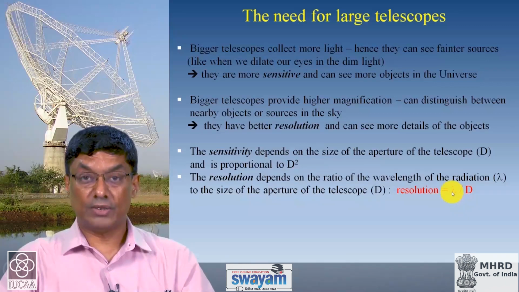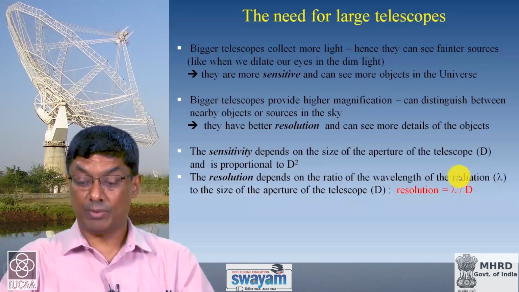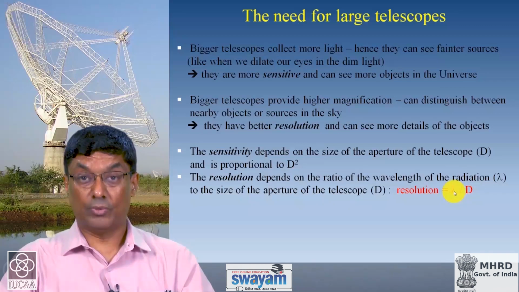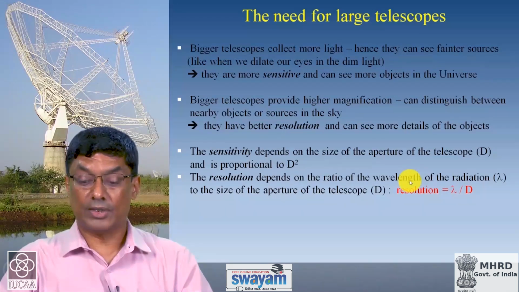So, for a given wavelength, the larger you make the size of the telescope, the better is the resolution. That means it is a smaller value, that means you can resolve objects closer by in the sky. For a given aperture, of course, if you are working at a larger wavelength, then the resolution goes down, and this is what we will see will be of importance when we go to radio astronomy.